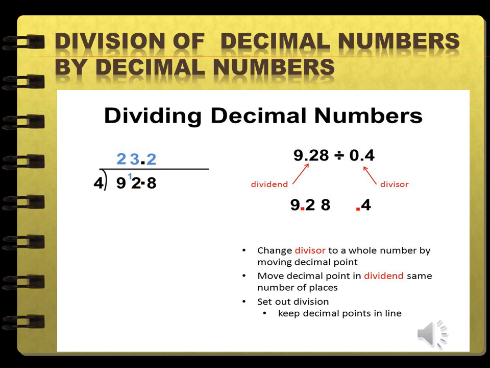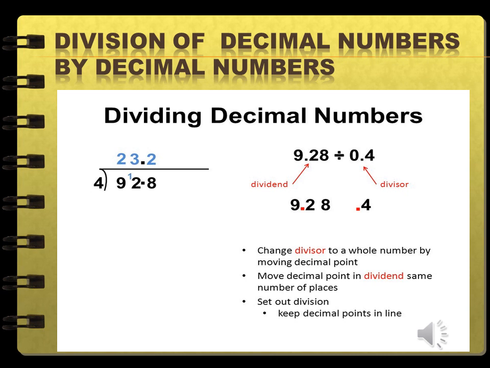So the dividend will become 92.8 because the value will increase on multiplying by 10, and the divisor will get rid of the decimal and it will become a whole number 4. Now you will perform the regular long division method which we have learnt earlier, that is, place a decimal point in the quotient directly above the decimal point in the dividend and perform the long division method as normal.